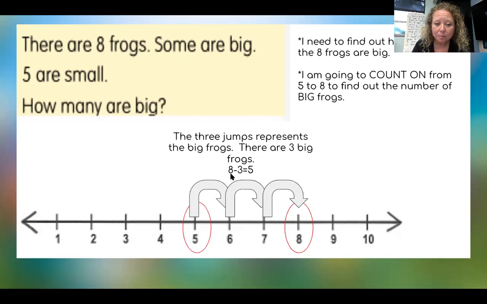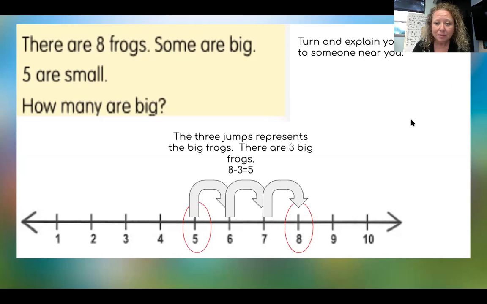Read that with me, please. 8 minus 3 equals 5. Turn and explain your thinking to someone near you. If you need more time, push pause.